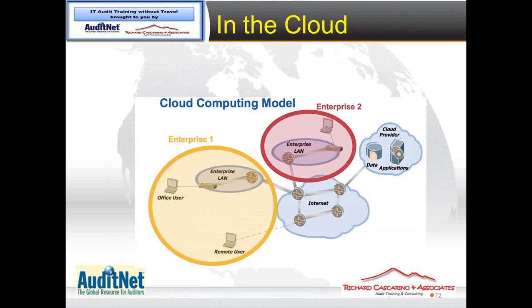We're up in the cloud. And in the cloud, we've got various kinds of cloud computing models. Enterprise 1, we've got remote users and office users linking via the internet, linking to an enterprise LAN, linking to other cloud providers.